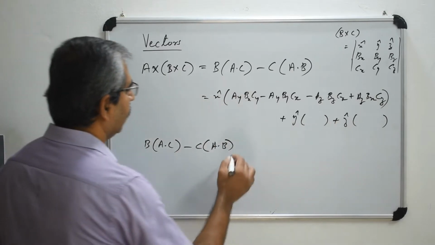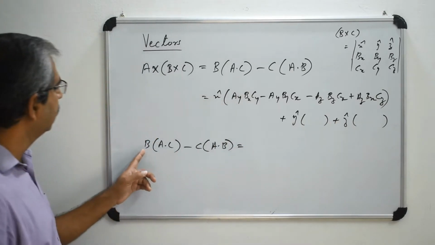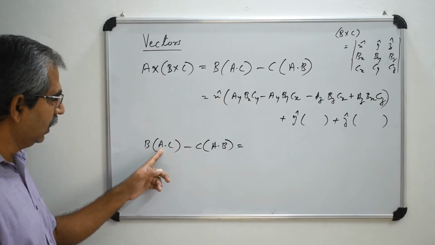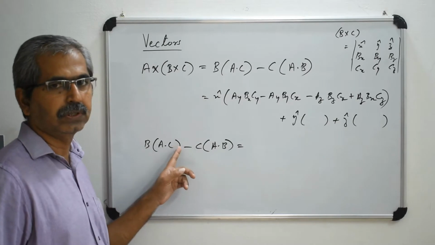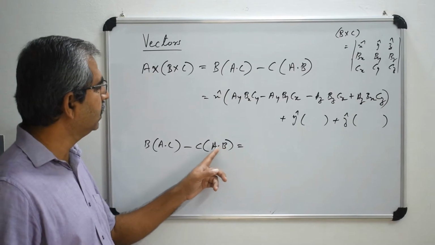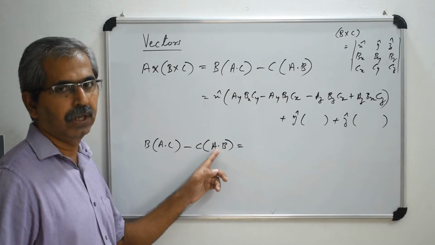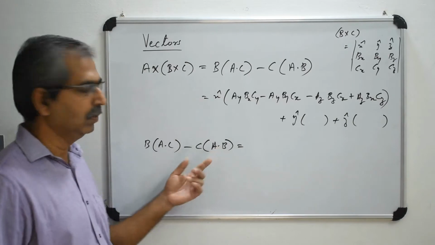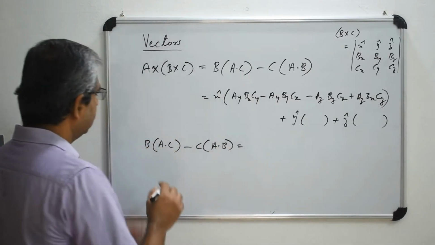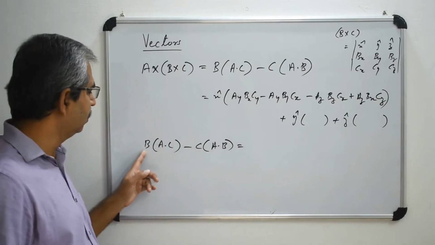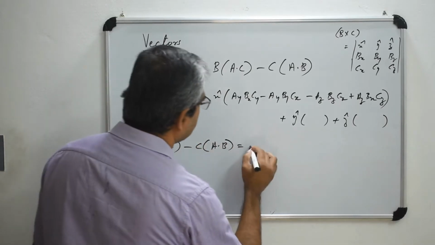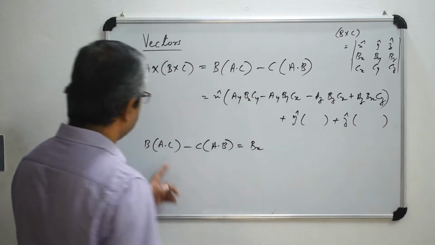So you take the first one. What is the first one? B into A dot C. So what is A dot C? A dot C is Ax Cx plus Ay Cy plus Az Cz. And A dot B is Ax Bx plus Ay By plus Az Bz. So what is B into A dot C? B means X cap into Bx plus Y cap into By plus Z cap into Bz.